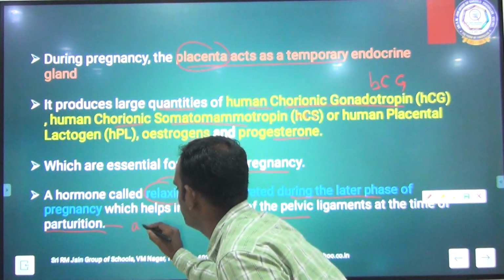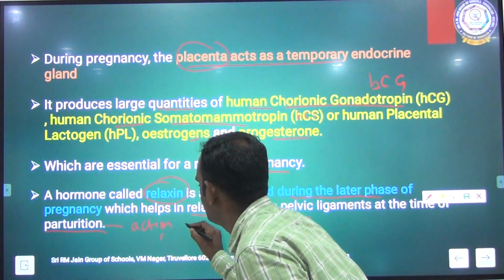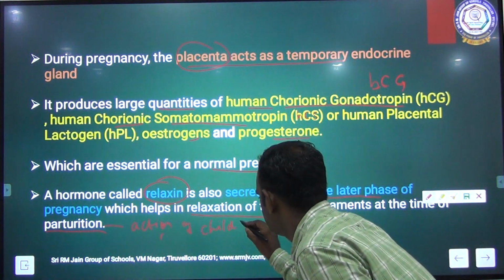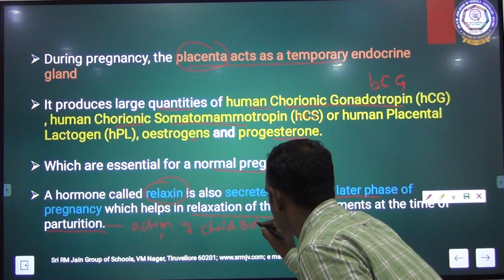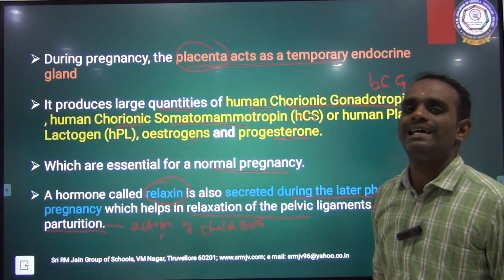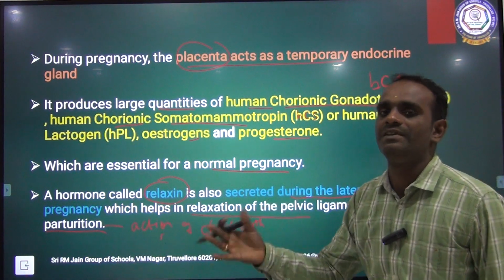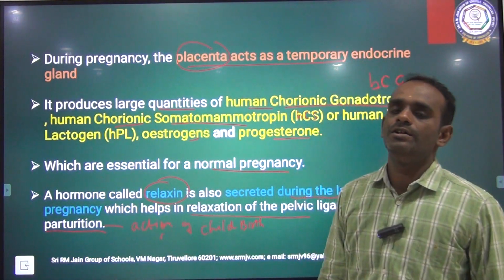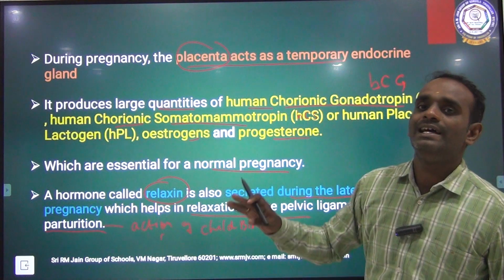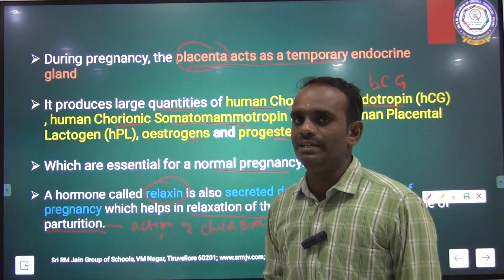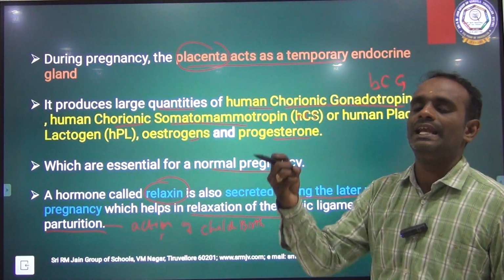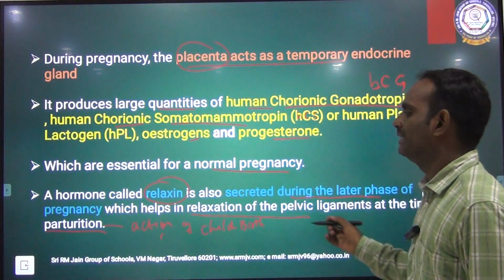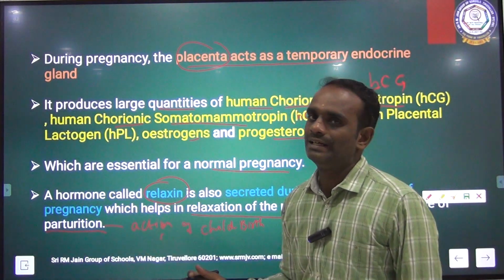Parturition is the action of childbirth, that is delivery. So the important hormone relaxin is also secreted during the later phase of pregnancy. It plays a vital role in the relaxation of pelvic ligaments at the time of childbirth. Clear?